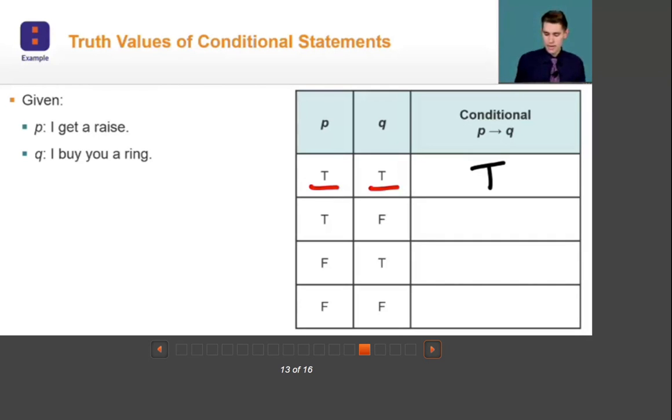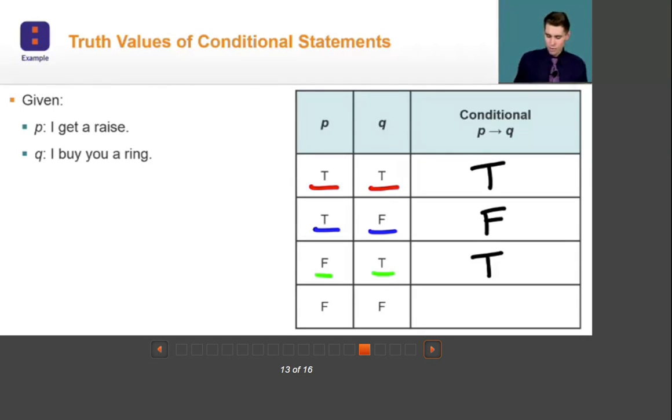Now what if P is true, but Q is false? I got a raise, but I didn't buy you a ring. Well, in this case, I didn't keep my promise. So this conditional is false. What if P is false and Q is true? I didn't get a raise, but I bought you a ring anyways. Well, I didn't say what I would do if I didn't get a raise, so the validity of this statement can't be judged. But I didn't break my promise, so the conditional is true.